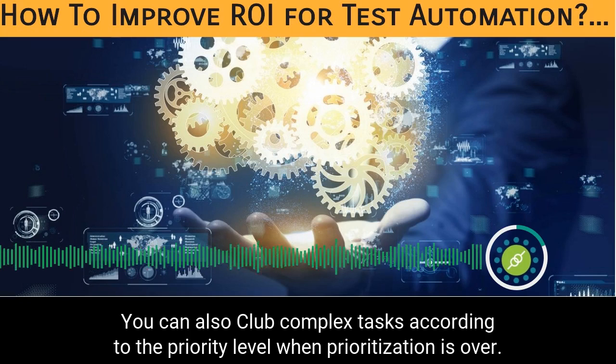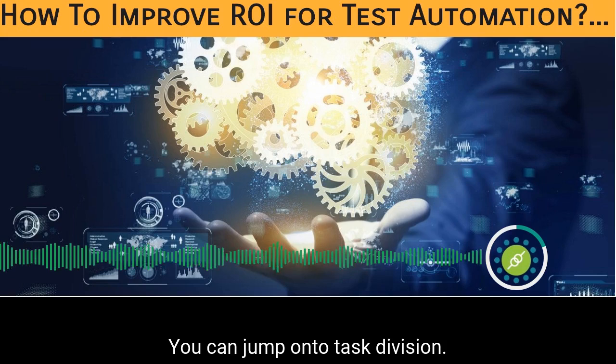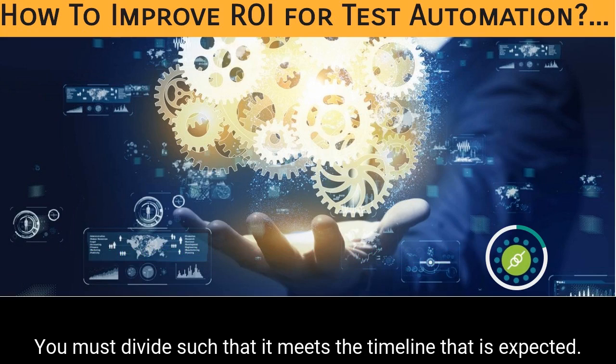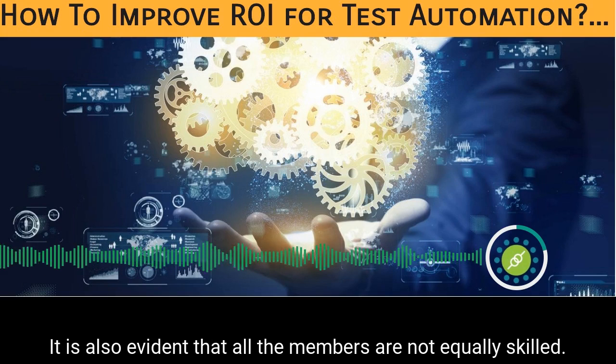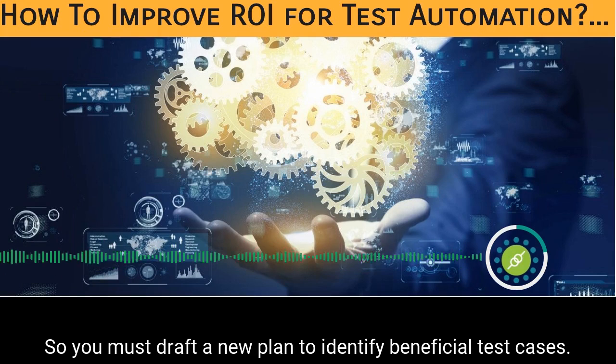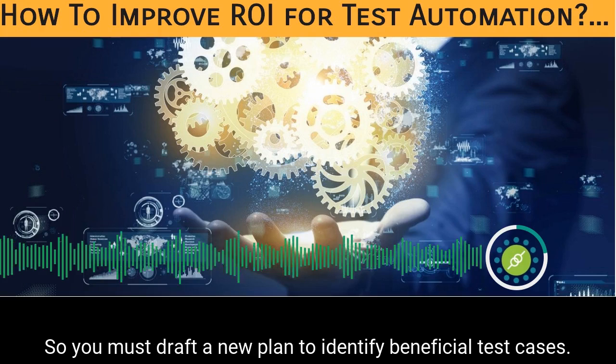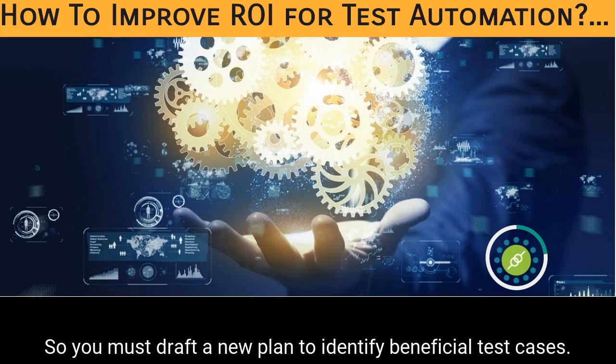When prioritization is over, you can jump onto task division. You must divide such that it meets the expected timeline. It is also evident that all the members are not equally skilled, so you must draft a new plan to identify beneficial test cases.